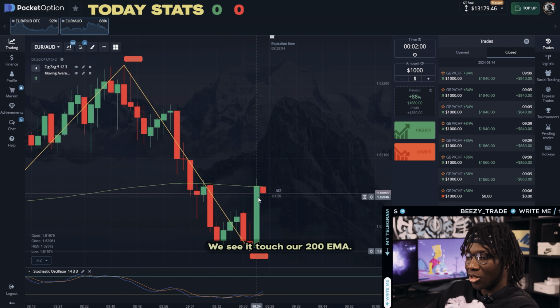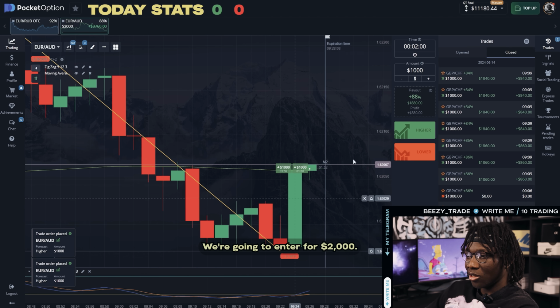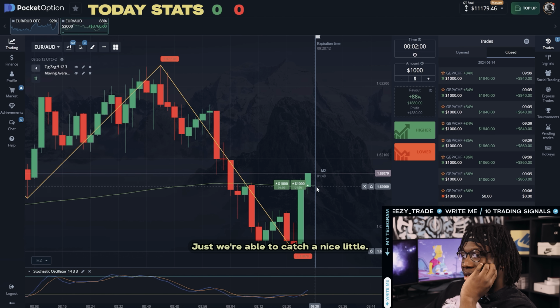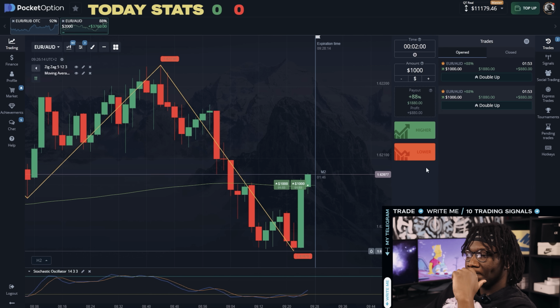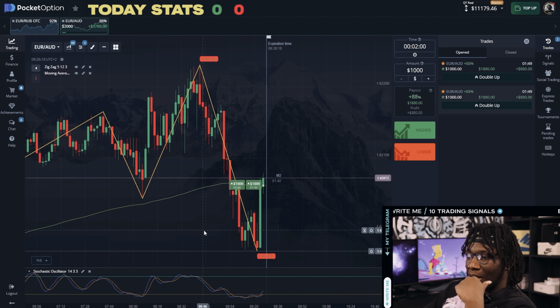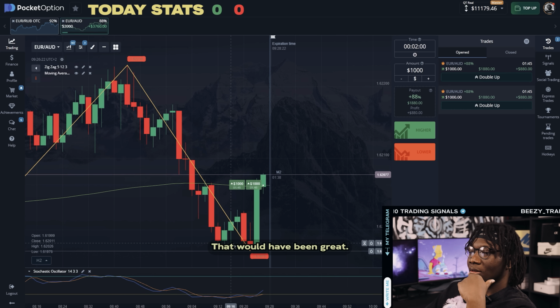We see it touch our 200 EMA. I think this is a good point to enter right here. I'm going to enter for $2,000. We're able to catch a nice little upward trend as we entered into the market. I wanted to enter when the market was still here though. That would have been great.